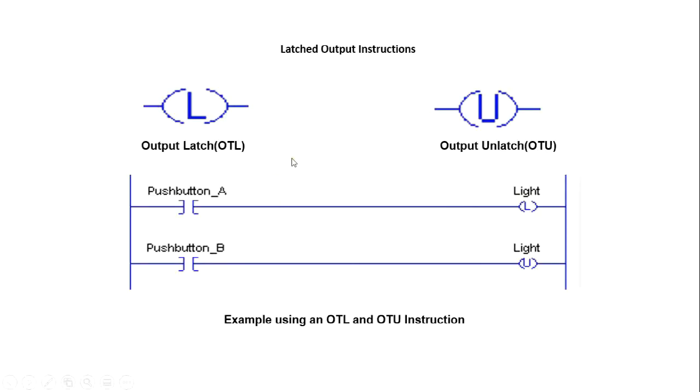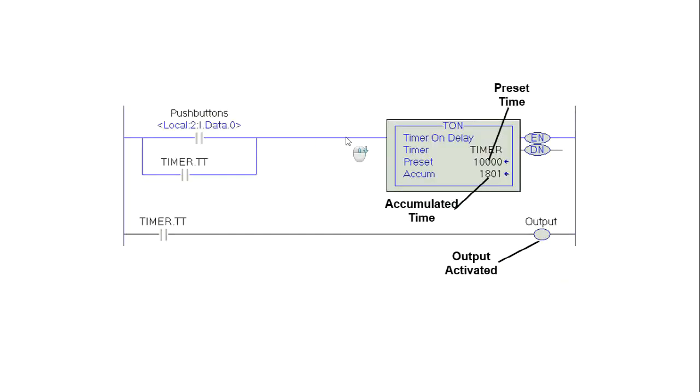Here we have some latch instructions. Output latch, whereby if the input goes true, the output will come on. If the input goes false, it will stay on. Then there's the output unlatch, and this is used in conjunction with the latch instruction. They're used together. The only way you will unlatch that latch instruction is to use the unlatch with another condition in front of it. You have to be careful how you use these.